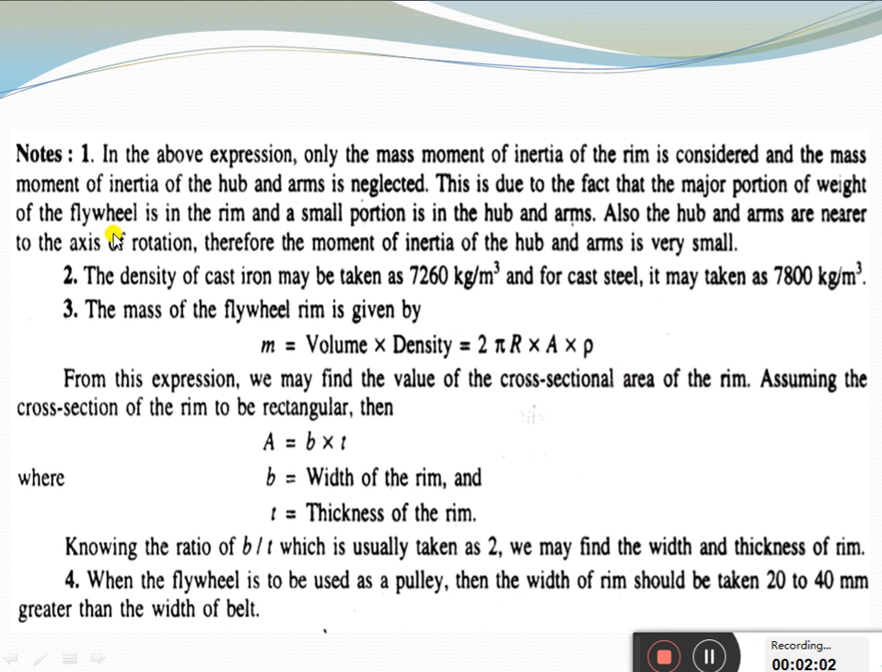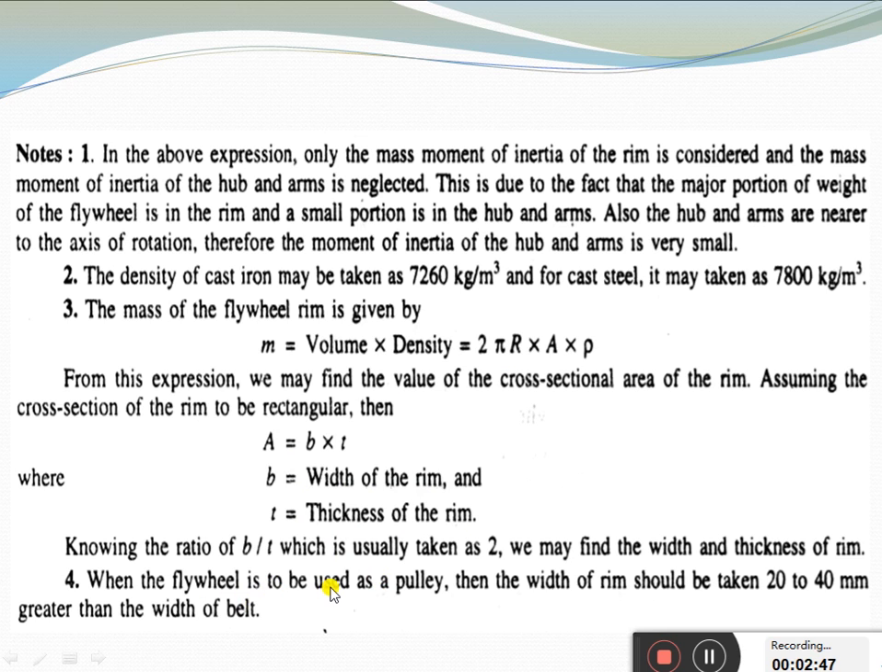And this is a note: the density of cast iron may be taken as 7260 kg per meter cube. So for cast iron the density is 7260 kg per meter cube. For cast steel it may be taken as 7800 kg per meter cube. Then the mass of the flywheel m equals volume into density, that is 2 pi r into A into rho, and A is b into t. So b is the width of the rim, t is the thickness of the rim. So b by t is usually taken as 2.